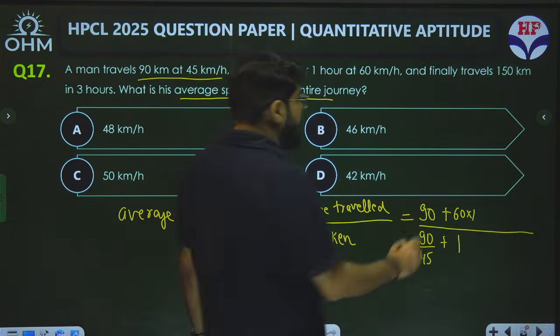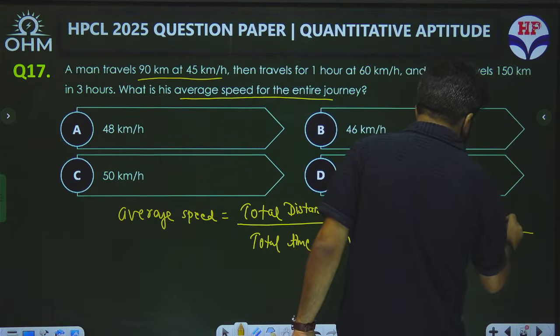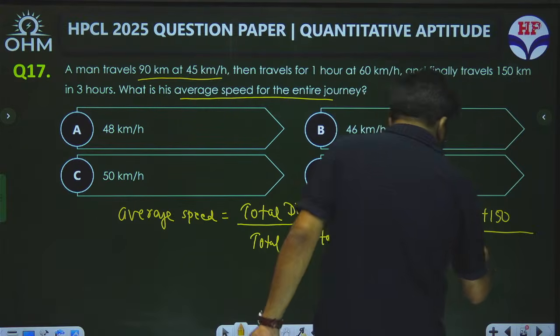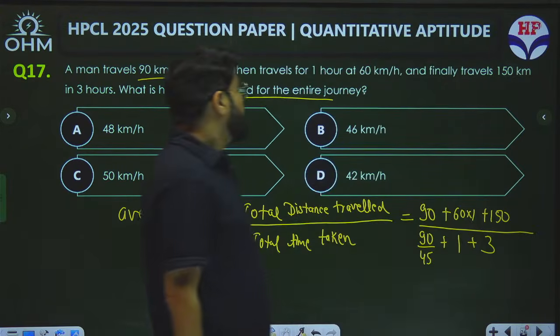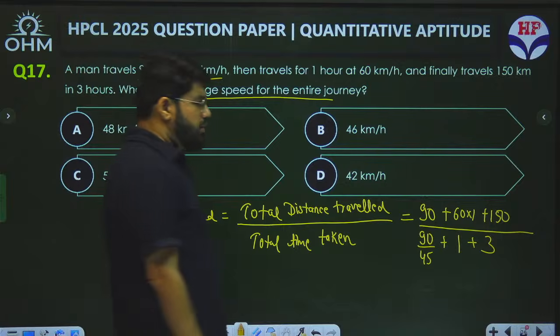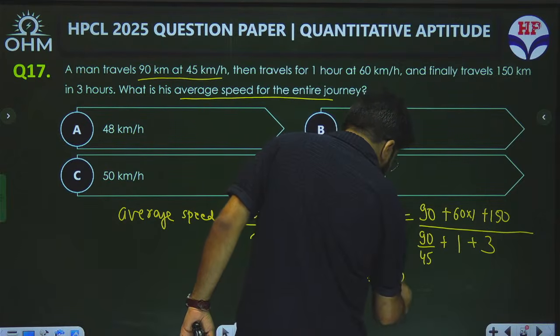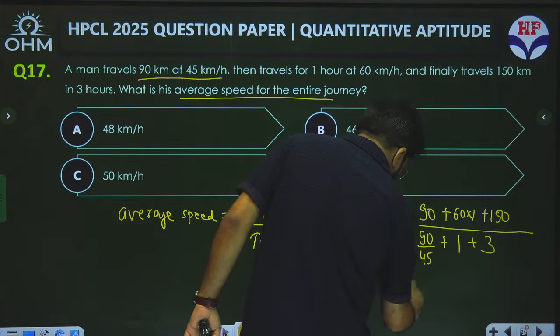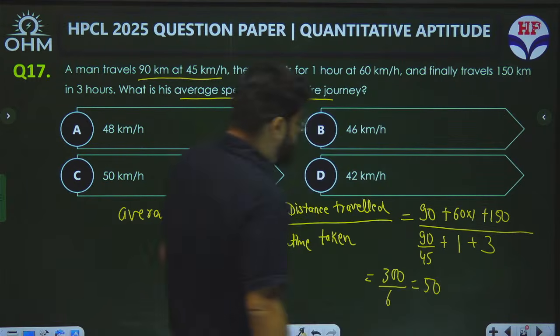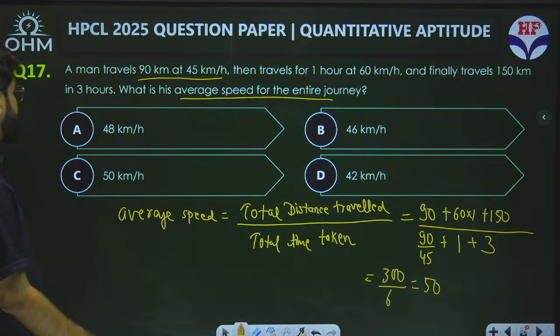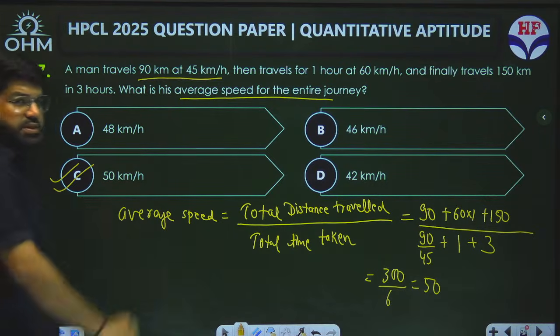In the third case, he finally travels 150 km, and time is given directly as 3 hours. The net value is your average speed. Got the logic? 90 plus 60 plus 150, that is 300, divided by 2 plus 1 plus 3, which is 6. 50 it has to be. Check the calculation once, it looks correct. 50 kmph, option number C.